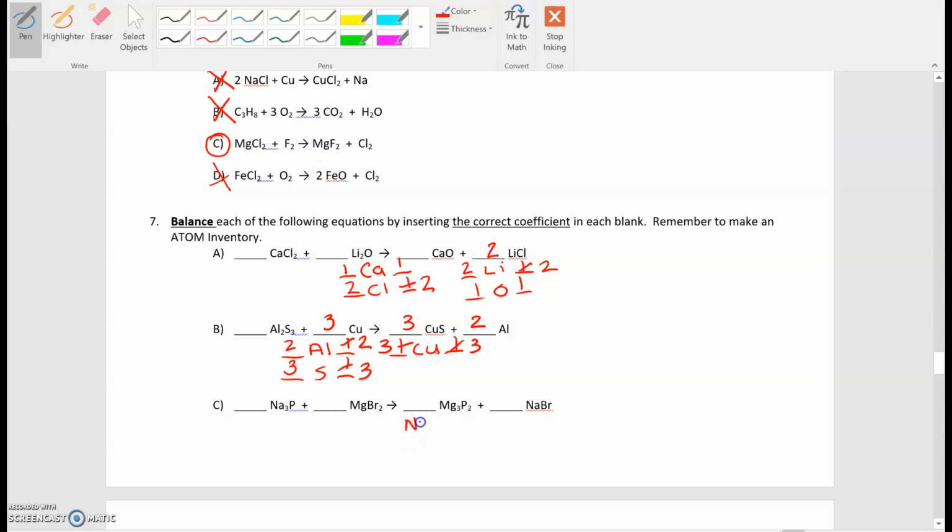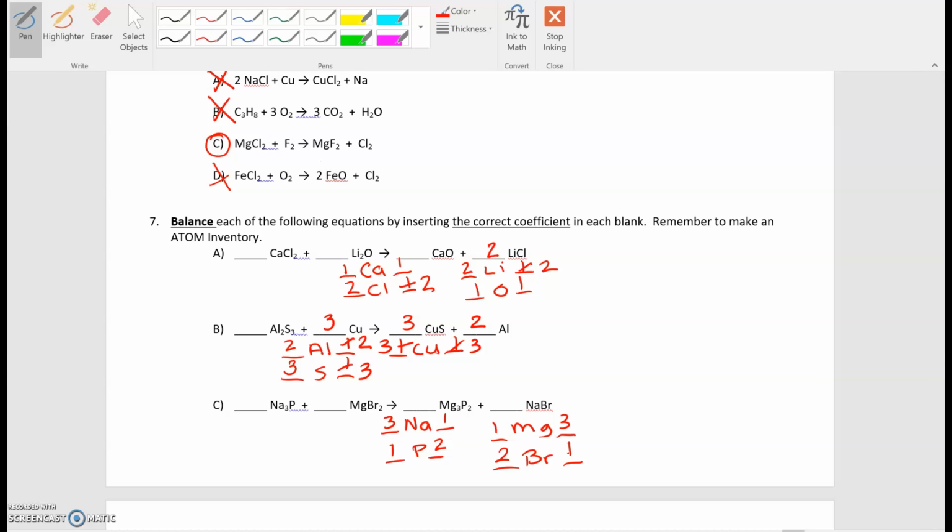And here, I have sodium, phosphorus, magnesium, and bromine. 3 sodiums on the reactant side, 1 on the product side. 1 phosphorus on the reactant side, and I have a subscript of 2, so I have 2 phosphorus atoms. On the reactant side, I have 1 magnesium, and I have a subscript of 3 on the product side, so that's 3 magnesiums. On the reactant side, 2 bromines, and 1 bromine. So nothing is balanced. Okay, so you can kind of just pick.